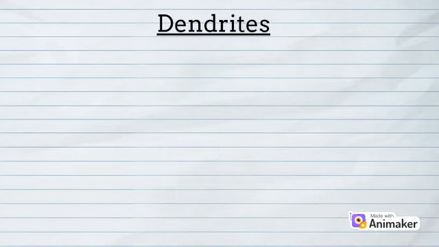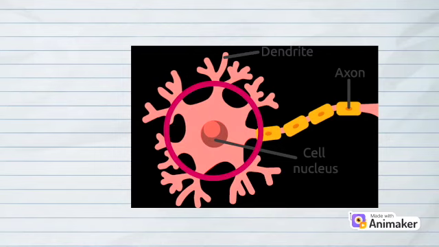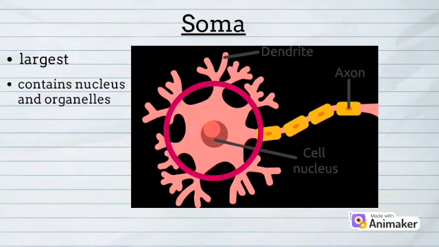To start communication with a neuron, the incoming messages, or neurotransmitters, first interact with the dendrites. Dendrites are the branch-like structures of the neuron. They are the ones that pass the message to the soma, or cell body. The soma is the largest portion of the neuron that contains the nucleus and the organelles.